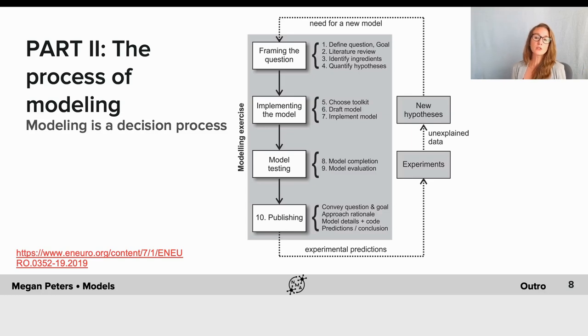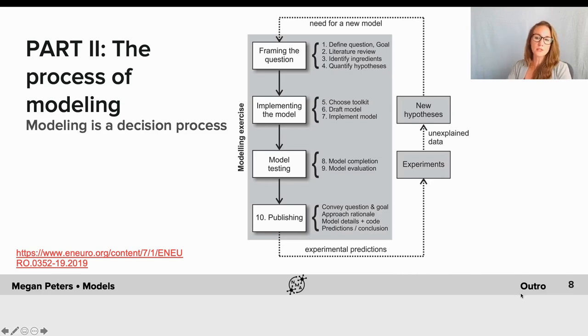So the introduction you all did today is only the first step, which is just about framing the question. Then you have to implement and test your model. You have to publish it. You have to do more experiments and come up with new hypotheses, and the whole process starts again. This is a whole big cycle.